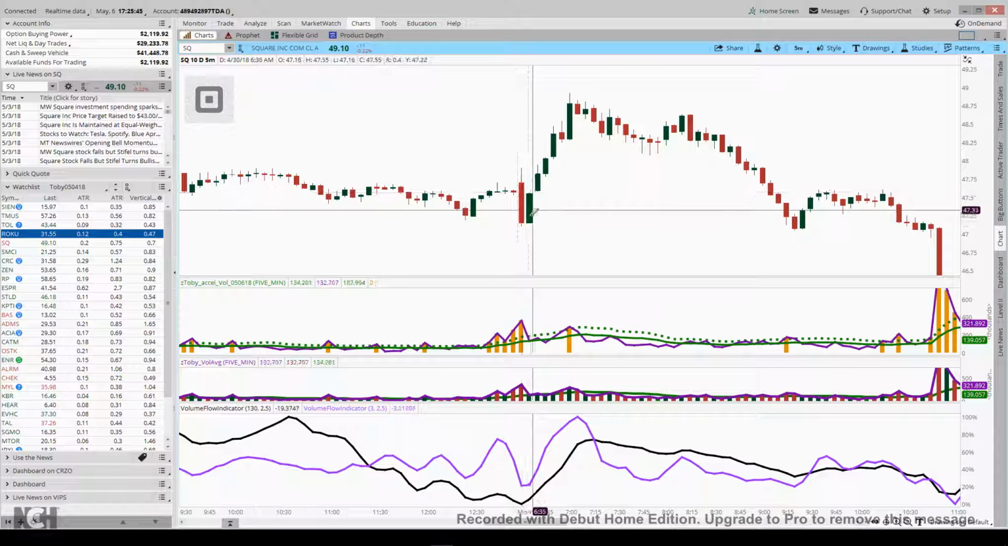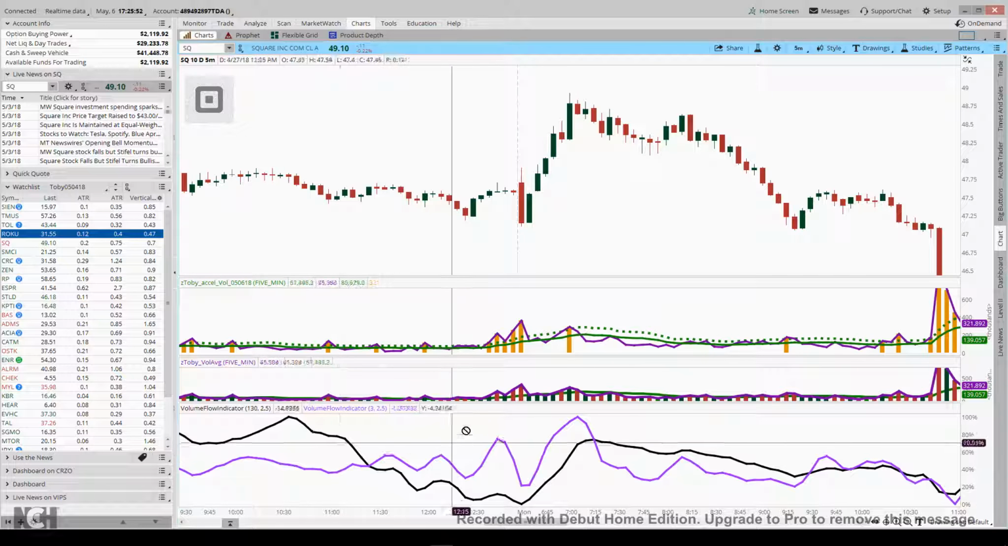This is called a short, where you predict that the price of the stock is going to go down. And sure enough, it goes down based on this purple bar. And this is called a flow indicator.